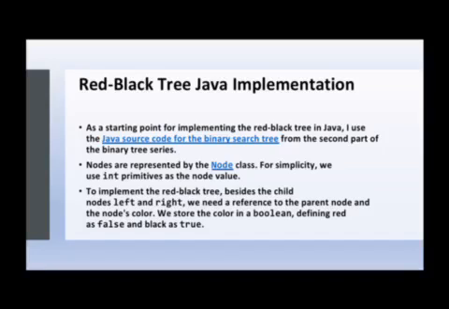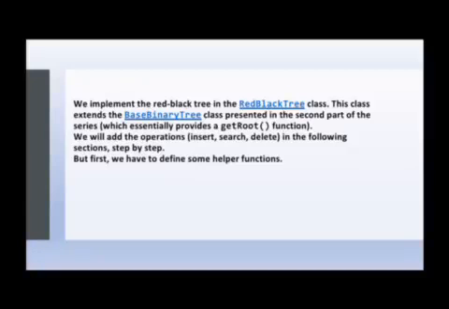To implement the red-black tree, besides the child nodes left and right, we need a reference to the parent node and the node's color. We store the color in a boolean, defining red as false and black as true. We implement the red-black tree in the RedBlackTree class.